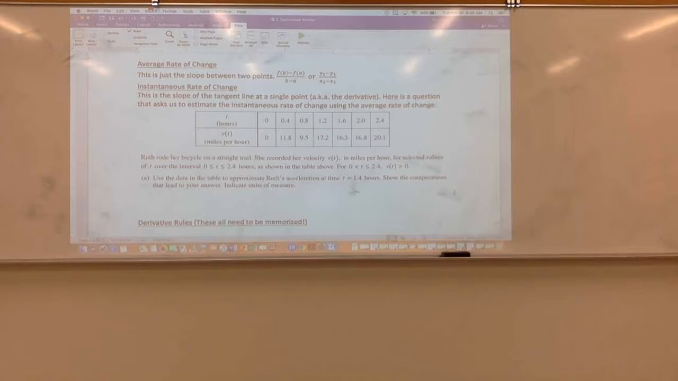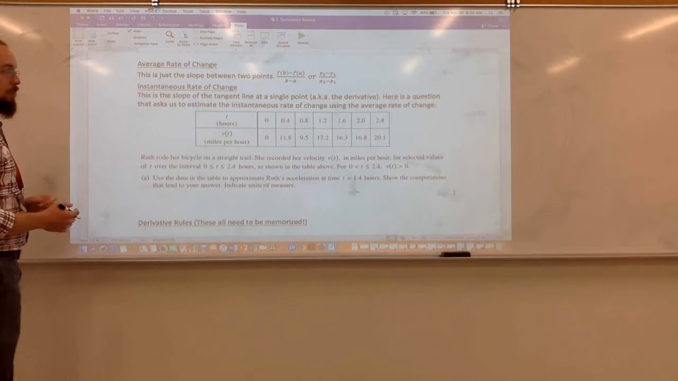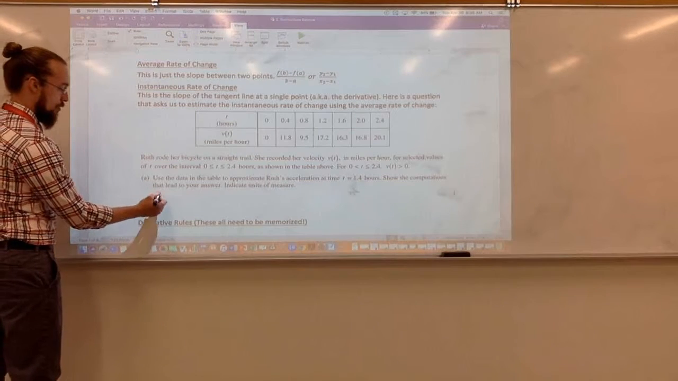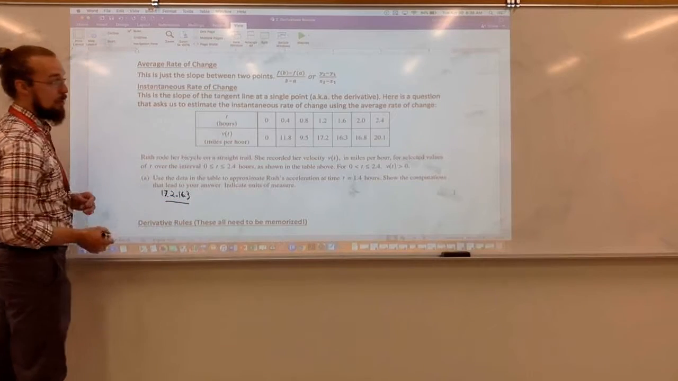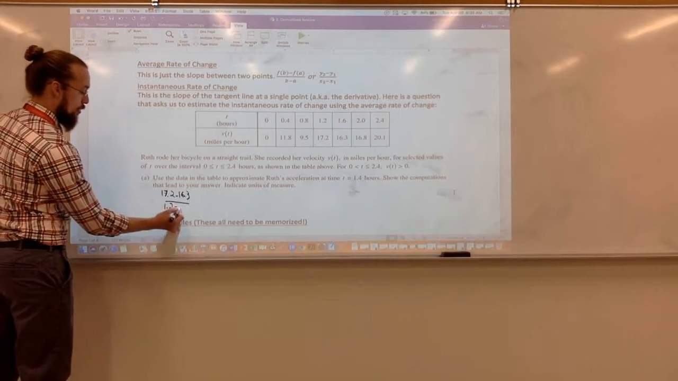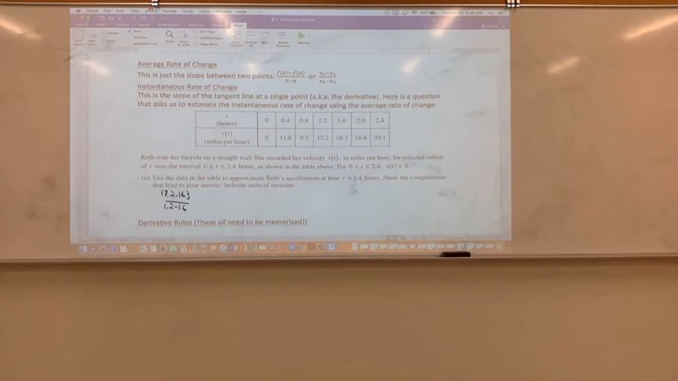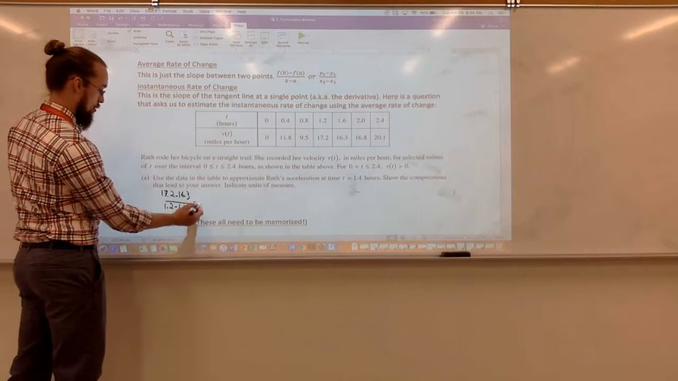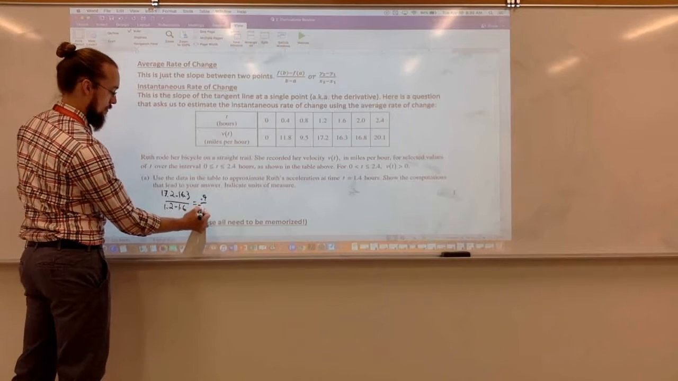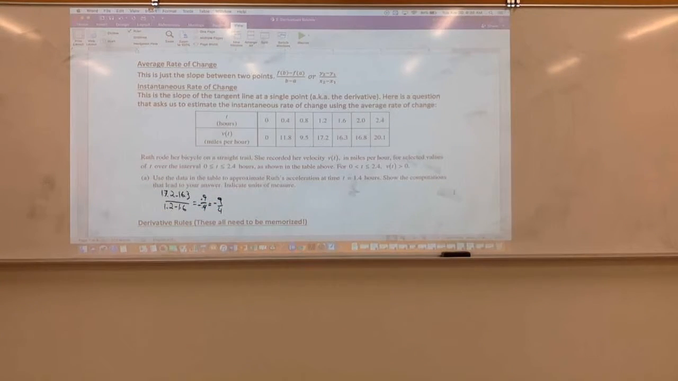Alright, so all we're doing here is finding the slope. So V of 1.2 minus V of 1.6, so 17.2 minus 16.3 over 1.2 minus 1.6. So 1.1, or I'm sorry, 0.9 over negative 0.4. So we can just say that's negative 9 over 4, or negative 2.25.